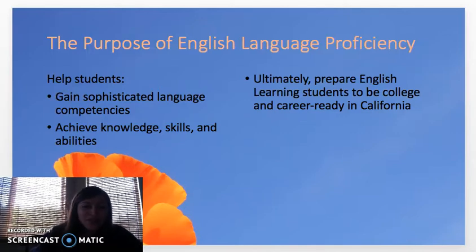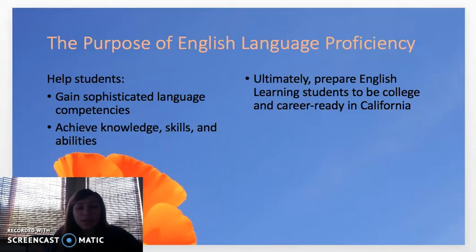And to achieve knowledge, skills, and abilities, because ultimately, English students who are learning English need to be prepared to go to college, need to be prepared to have a career in California. So to survive, I don't want to use the word survive, but I kind of like it. To be successful within the California public education system, you need to know English. You have to have a fundamental understanding of English, because the subject matter, the classes, everything is taught in English.